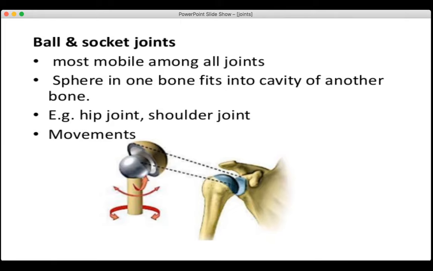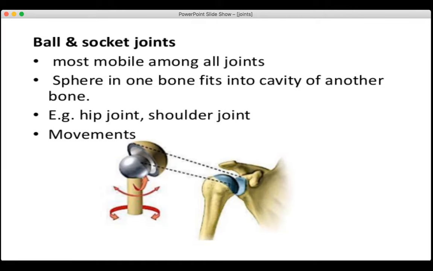I told you earlier that synovial joints allow free movements, and ball and socket joints are the sub type of synovial joint which allow maximum movement. And the examples you already know, and the movements you already know from this figure.